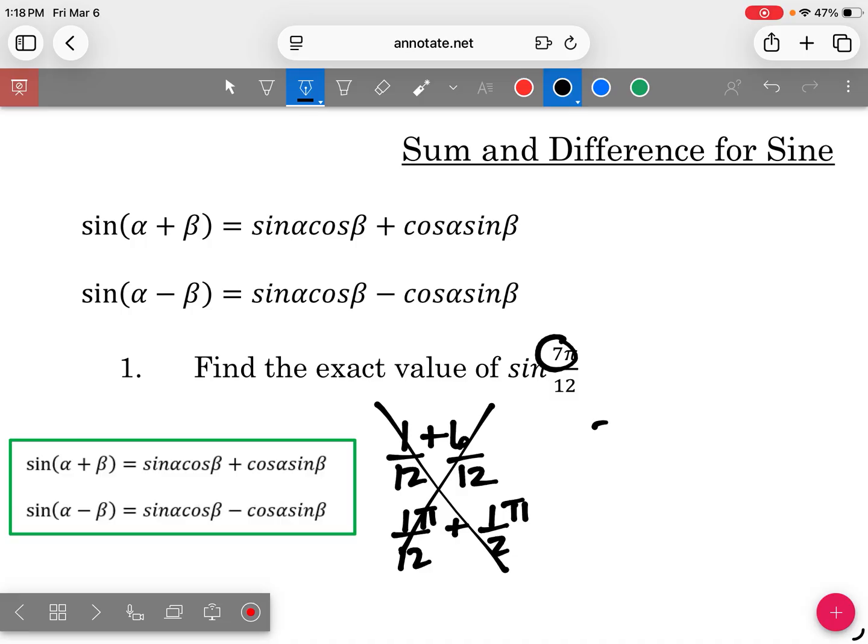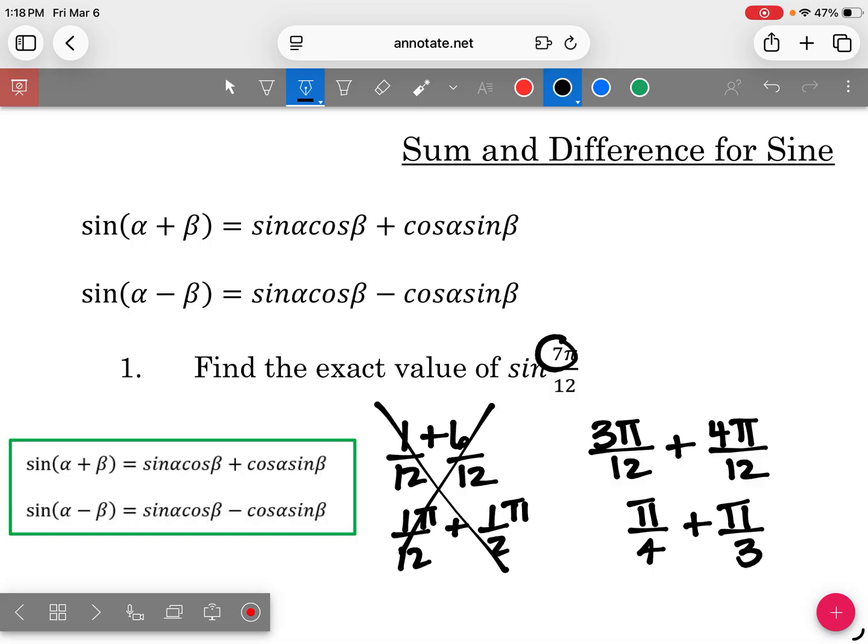3 and 4. So what if I do 3 pi over 12 plus 4 pi over 12? What would that reduce down to? What is 3 pi over 12 reduced down to? Pi over 4. And what is 4 pi over 12 reduced down to? All right, which one is bigger on your unit circle? Is pi over 4 bigger or is pi over 3 bigger? All right, so this is my alpha and this is beta. And we're doing sum, so we're following this one right here, not this one.